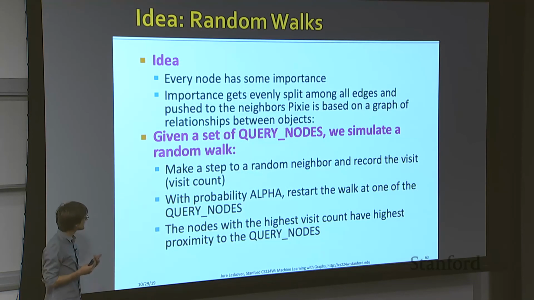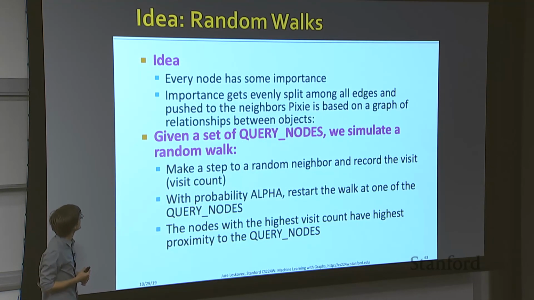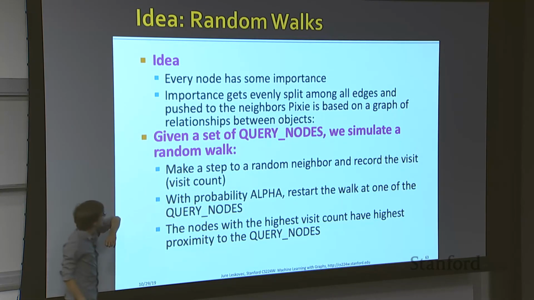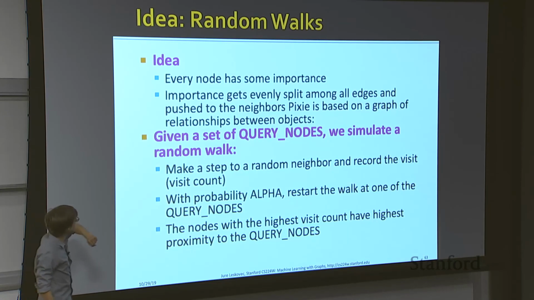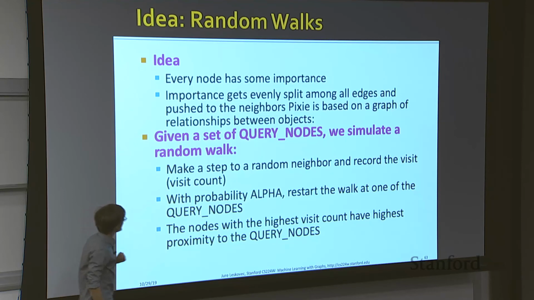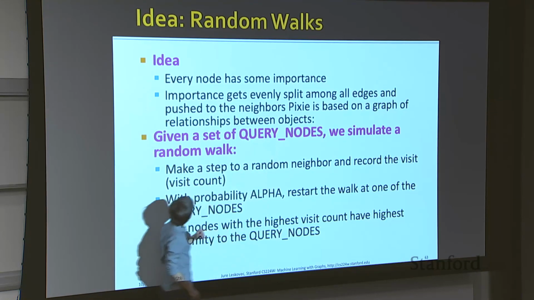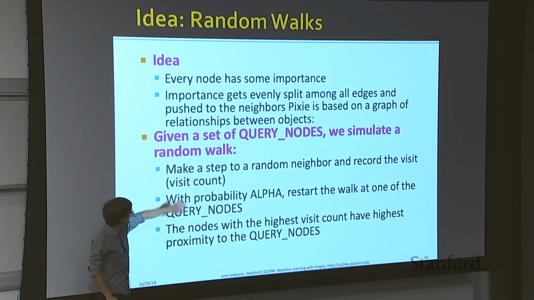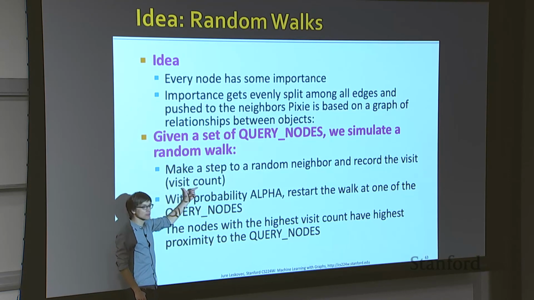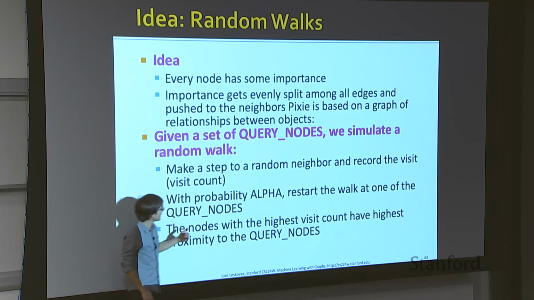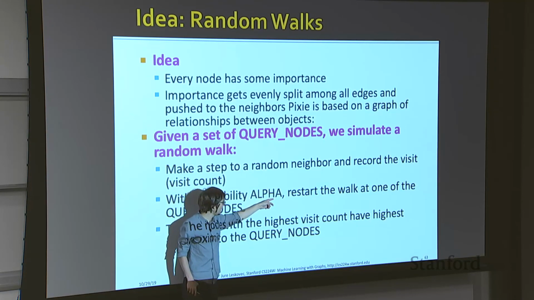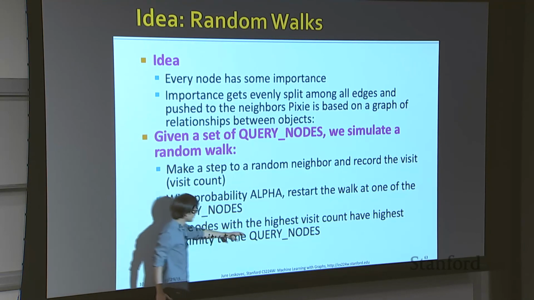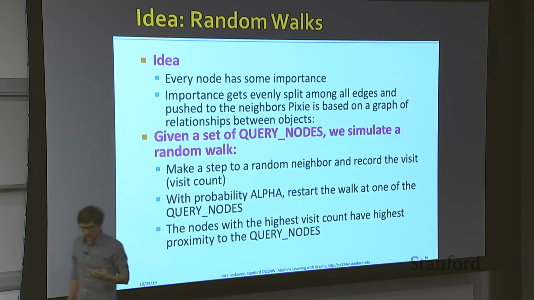But it turns out you don't even have to run power iteration. You can do this by just simulating the random walk. Every node has some importance, and that importance gets evenly split among all the edges adjacent to that node and pushed through. We start with some query set of nodes and simulate the random walk, making a step at random, and for every node we count how often the random walk visited it. We also flip a coin with probability alpha, and we restart the walk at one of the query nodes. The nodes with the highest visit count are your recommendations.